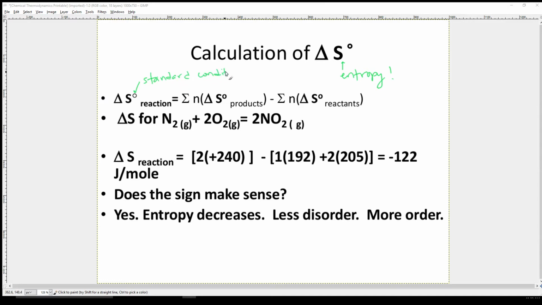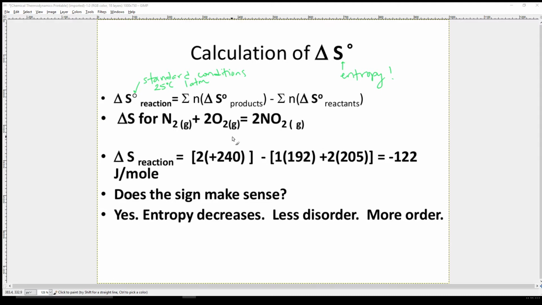Sorry, still recovering from my cold. Standard conditions, so that means what temperature, 25 degrees C, and what pressure, 1 atmosphere. It's also known as room temperature and pressure.